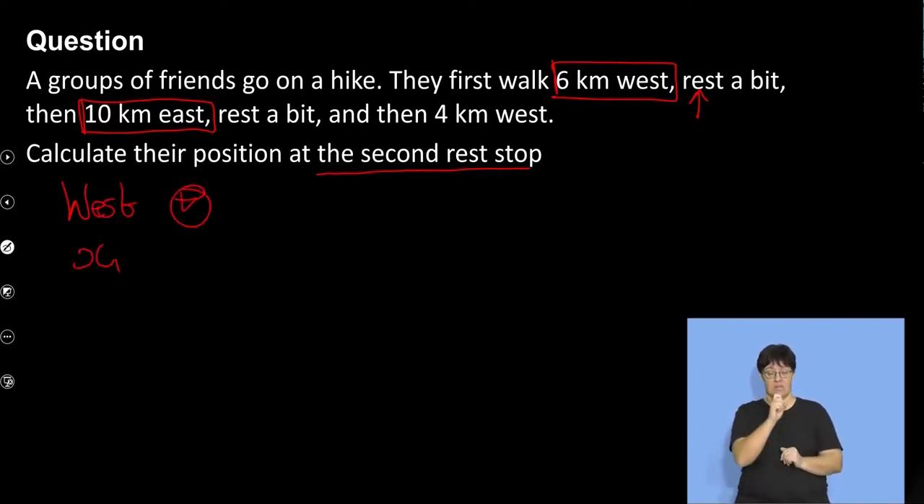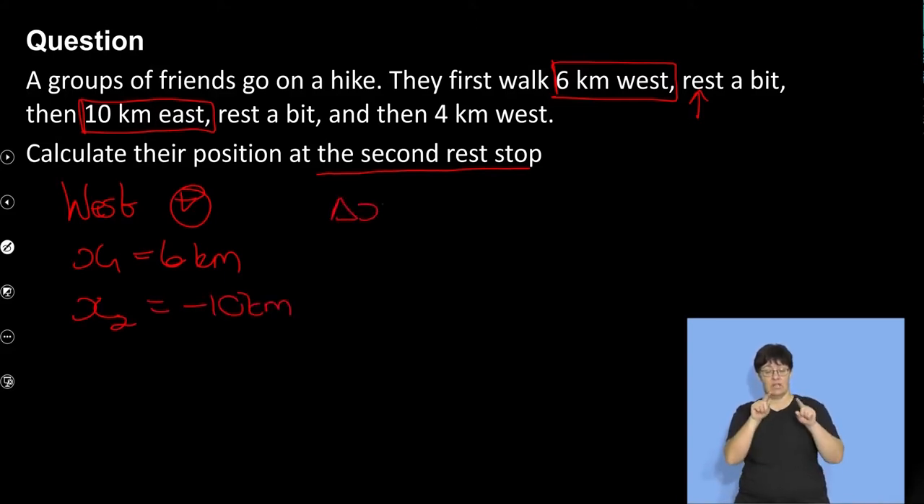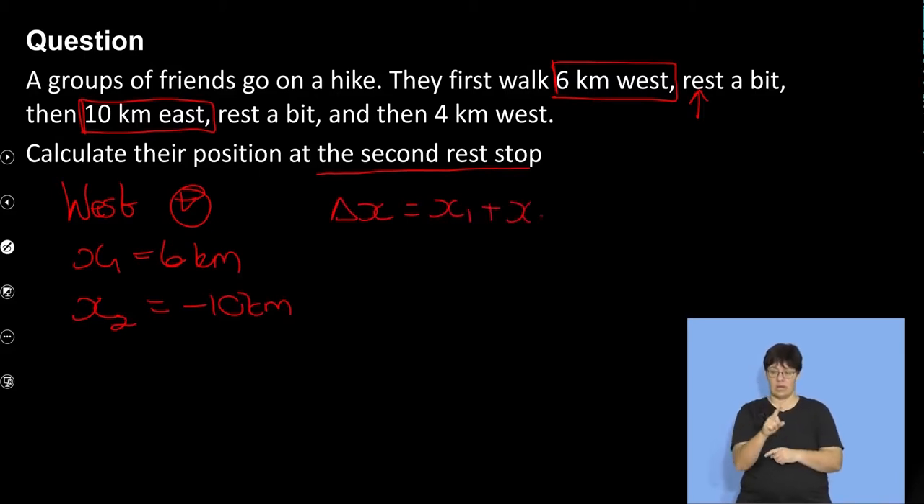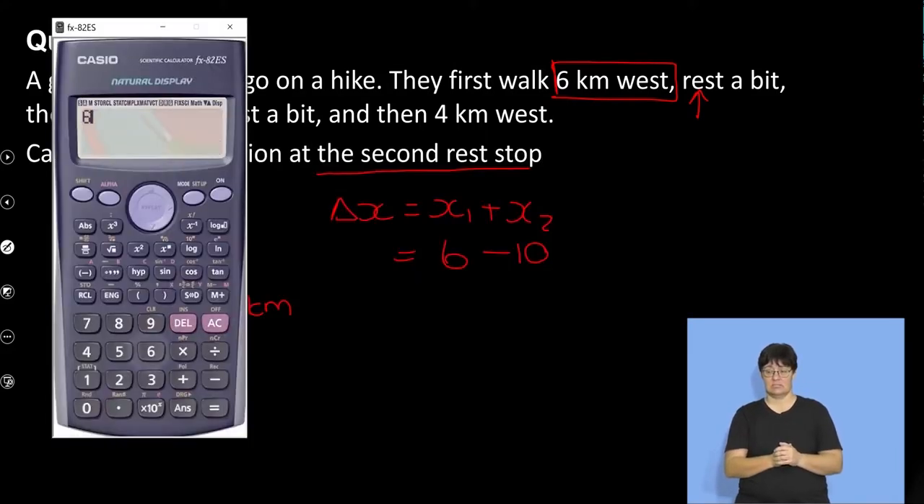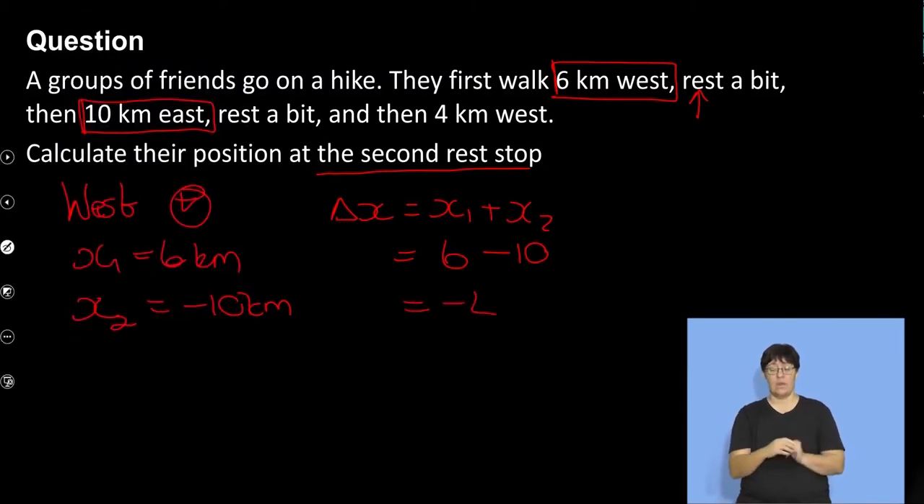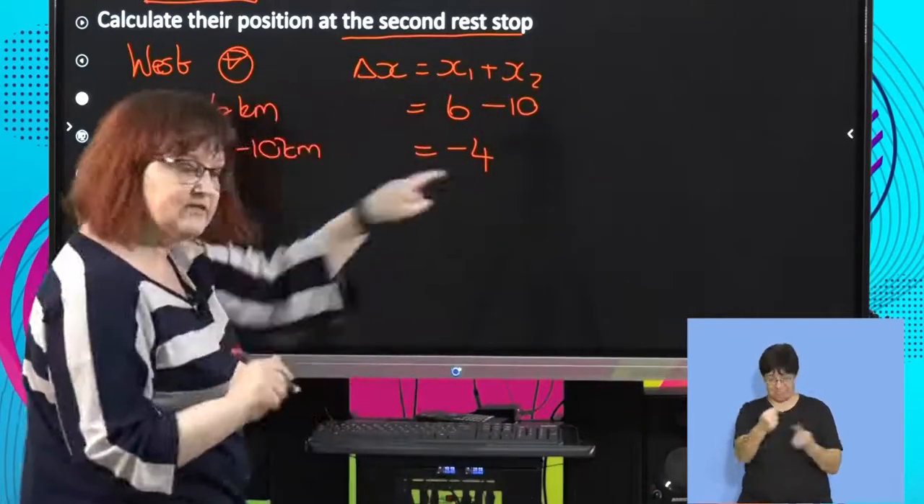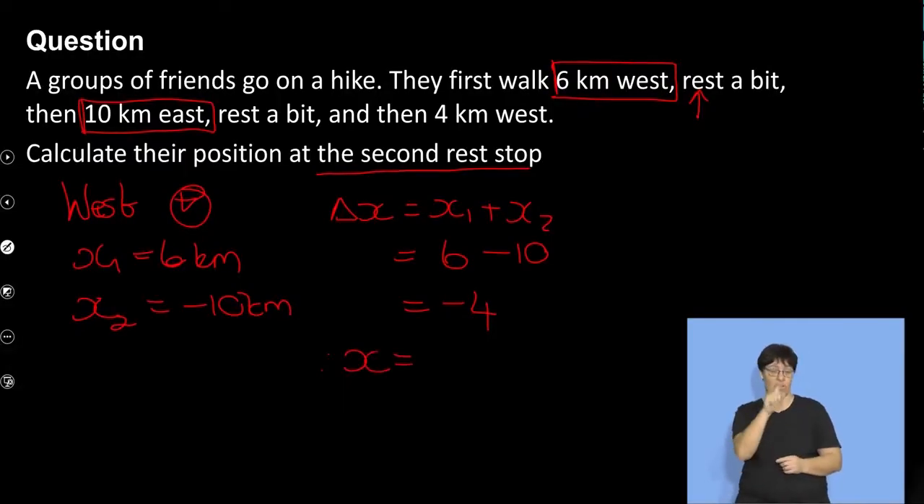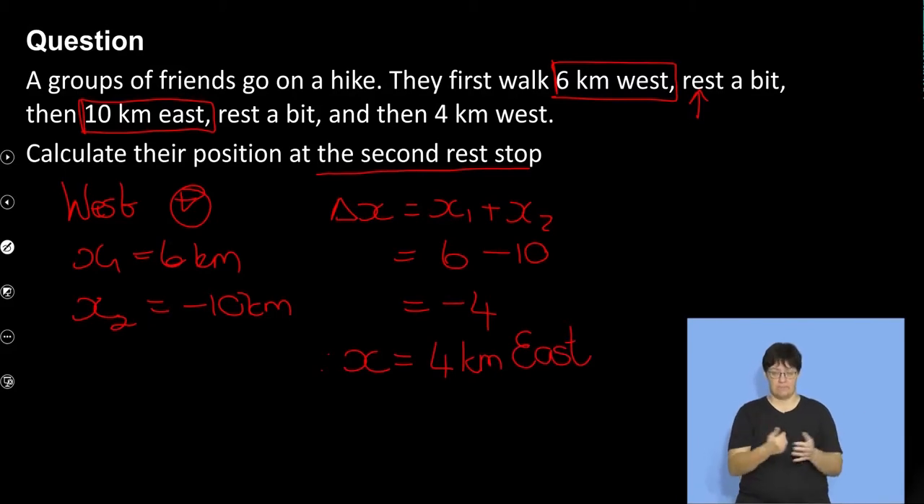So x1 is 6 kilometers, x2 is minus 10. So changing x1, x2, 6 minus 10. Let's just make sure, 6 minus 10. Ooh, look here. I get minus 4. The minus means that it was going east. We can't leave it as minus. So x is 4 kilometers east. Doesn't matter, the negative just tells me direction, okay?